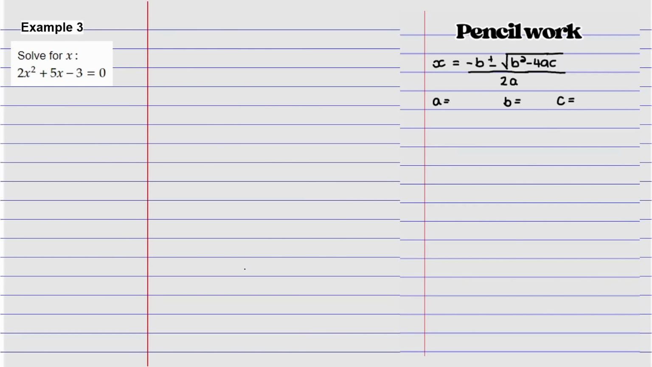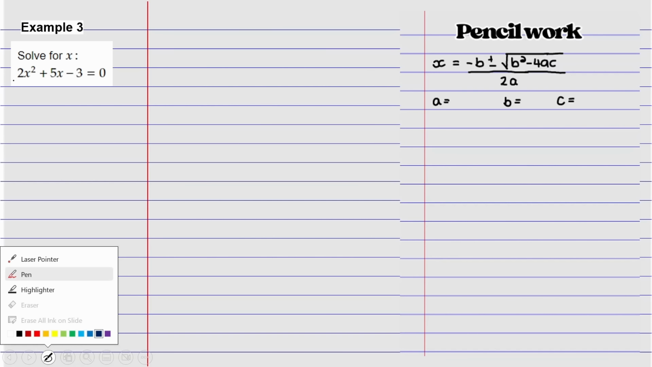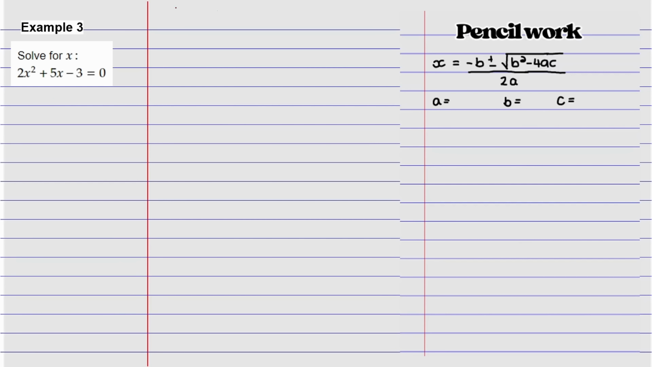So now we're going to move to example 3. Example 3 is when our a is not 1, but another number. So we see that it's in standard form, which is perfect. Now let's indicate what A, B, and C are. We see that A is 2, B is 5, and C is negative 3.